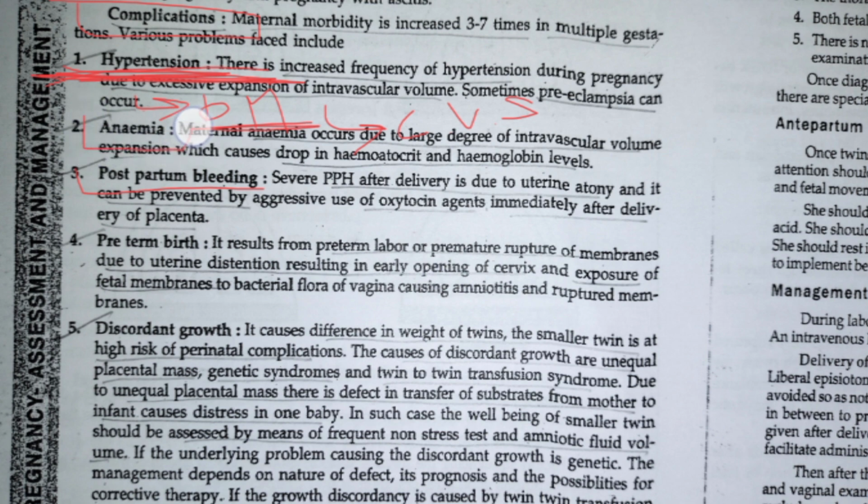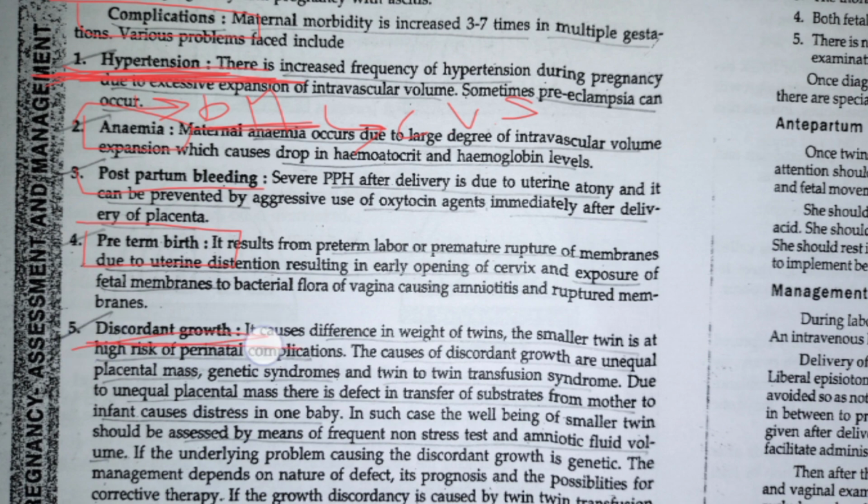Since there are two babies or more than two babies, the mother can't provide enough blood to the babies. In this condition, anemia is quite commonly seen. Apart from this, preterm birth may occur, that is the birth of the baby before nine months.